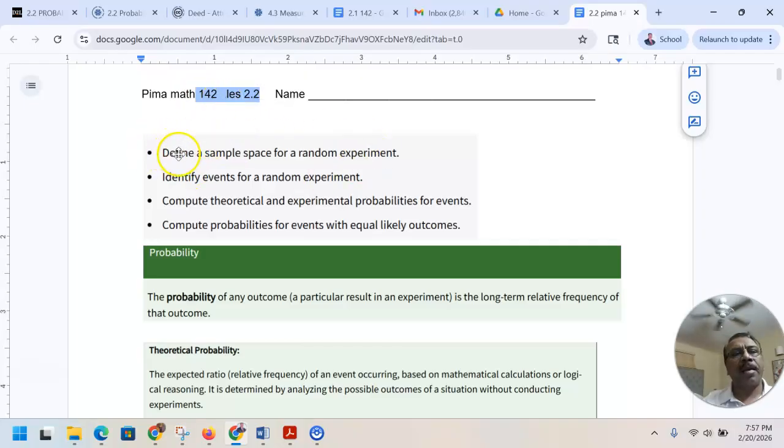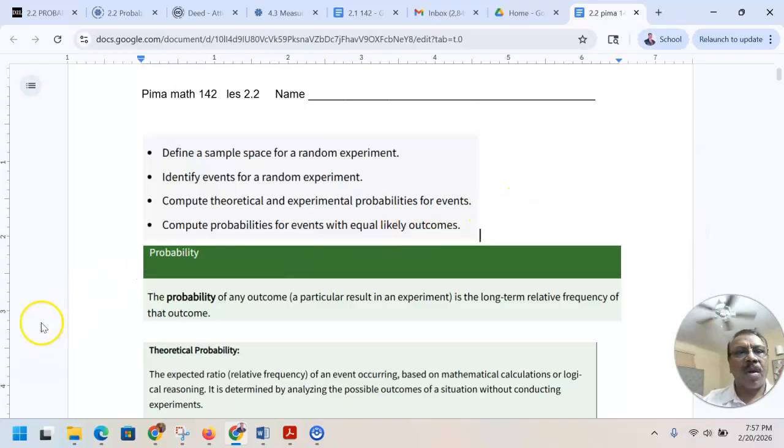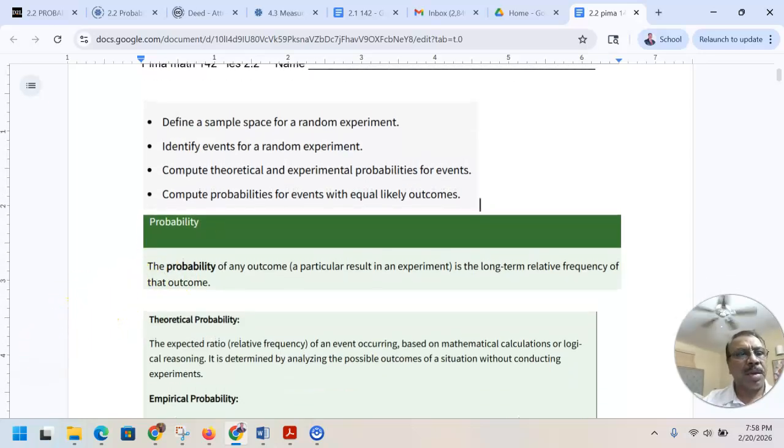So the learning target is: define a sample space for a random experiment, identify events for a random experiment, and learn how to compute theoretical and experimental probabilities for an event, and also compute probabilities for events with equally likely outcomes. So let me walk through this before we go to probability.